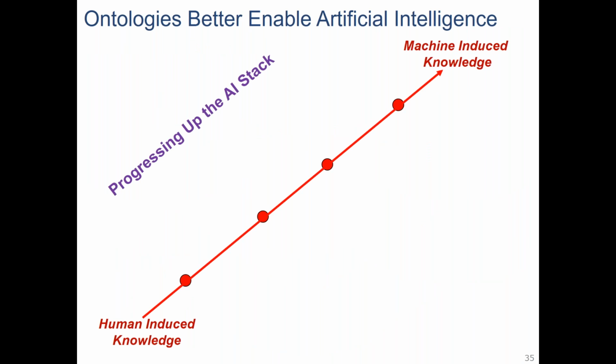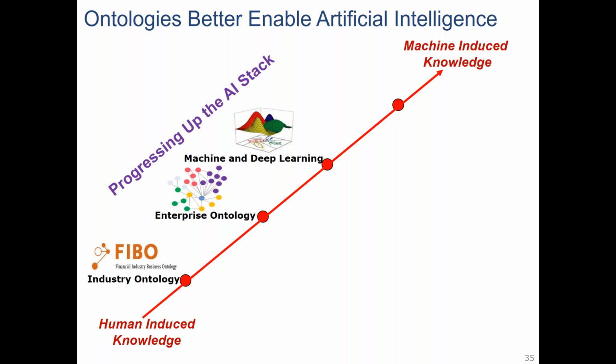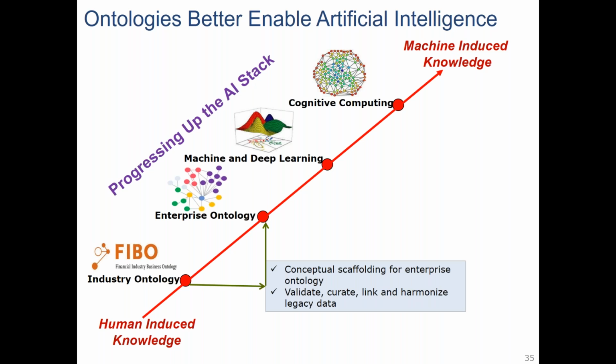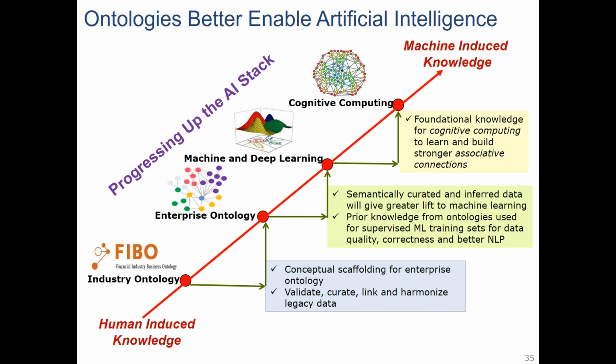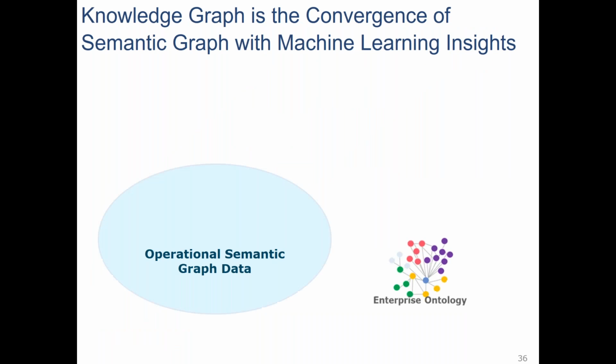So moving up this stack of human-induced knowledge to machine-induced knowledge, again, we can see economic value moving from FIBO to an enterprise ontology to providing better foundational data for machine and deep learning, which can provide better data for cognitive computing. Again, FIBO can provide this conceptual scaffolding for validation, curation, linkage, and harmonization. The enterprise ontology will provide a means for more effective supervised machine learning for various use cases for leveraging machine and deep learning. And then this will also provide a better foundational basis for cognitive computing. So I could spend a whole session on this, but just wanted to give you some high-level touch points.